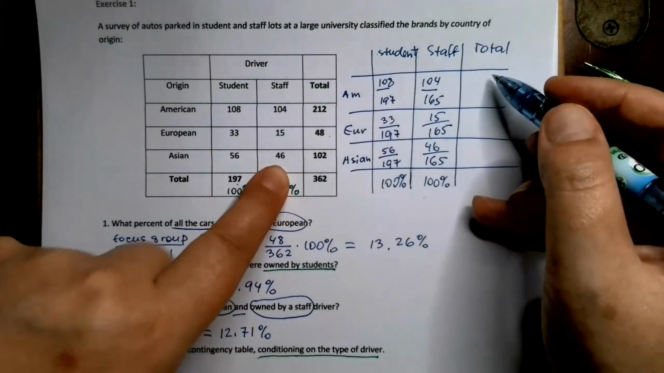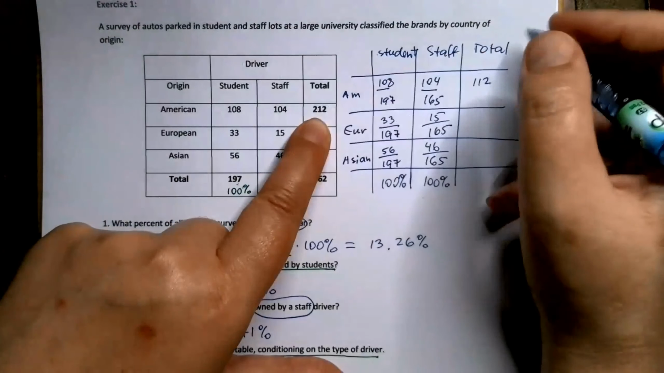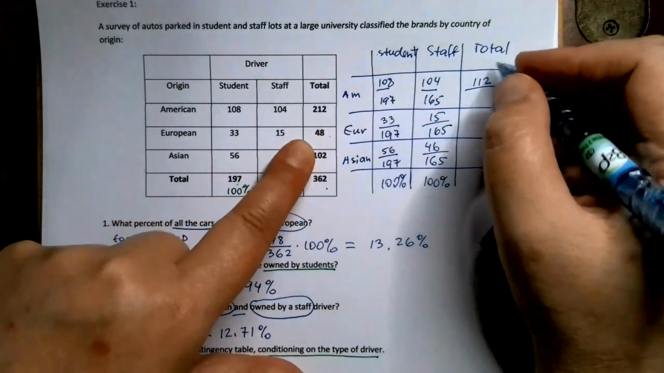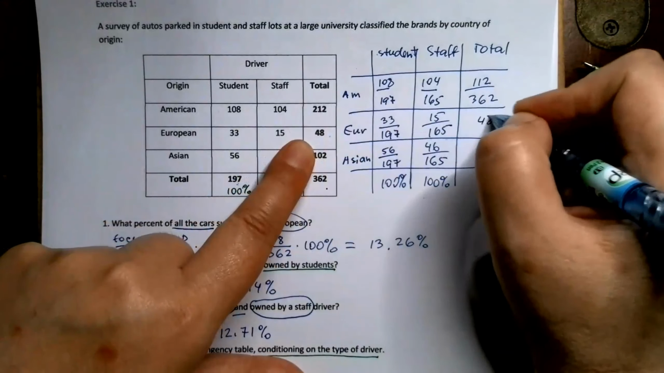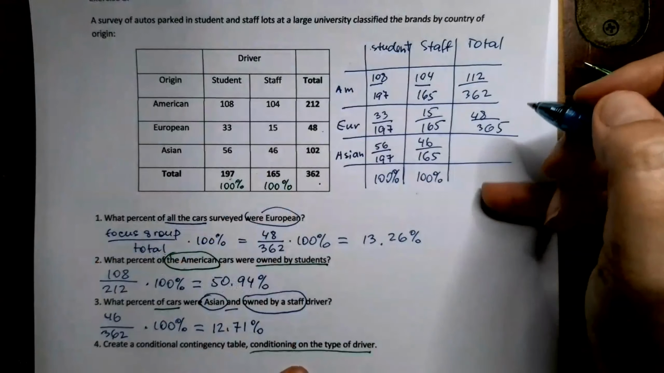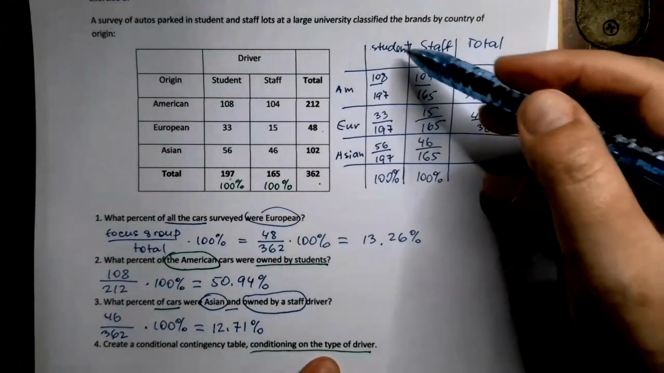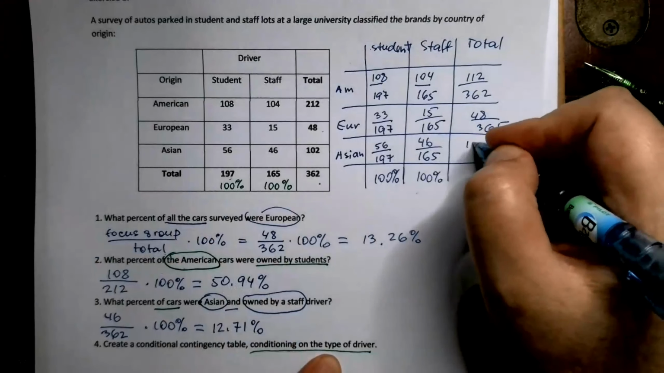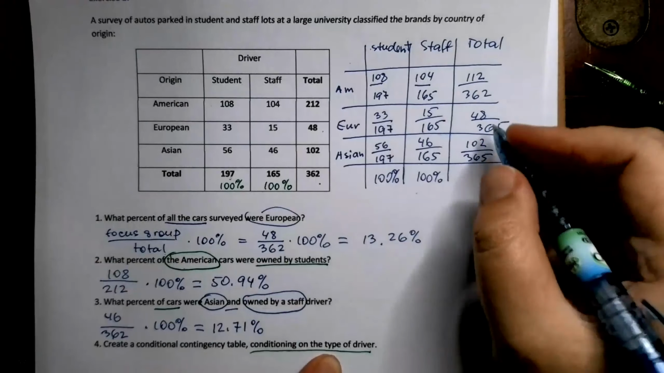Okay, and we could also do totals. So for the totals, we have 212 who drive American, but in this case, we're going to divide by the grand total, 362. We don't need to do that here. That's not what they asked us to do in this question. They only asked us to condition on the type of driver. So basically just do these two columns, but there is nothing wrong with doing the totals.